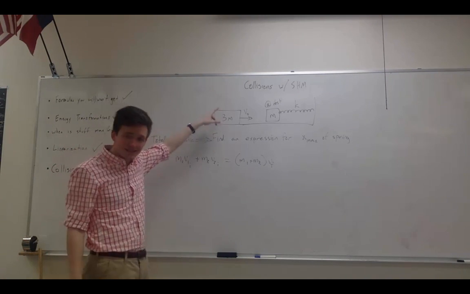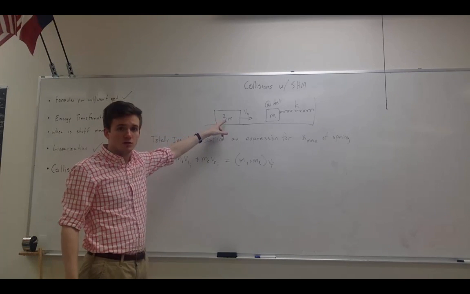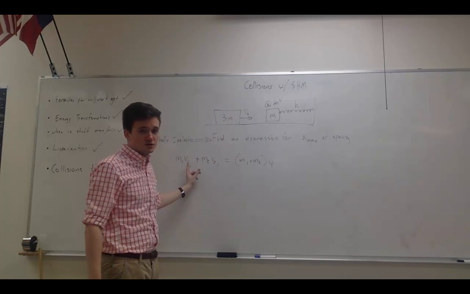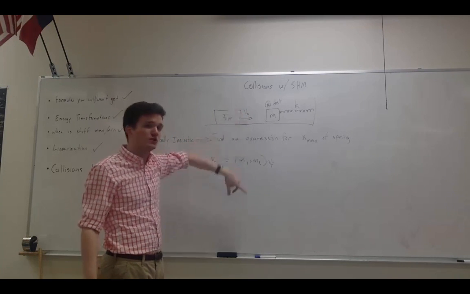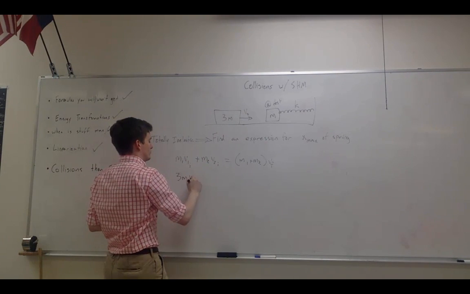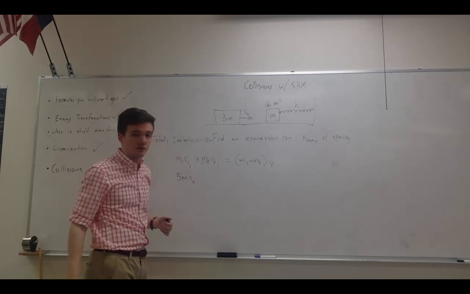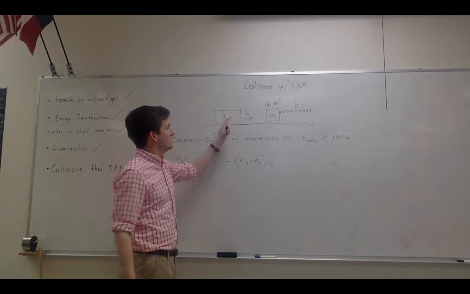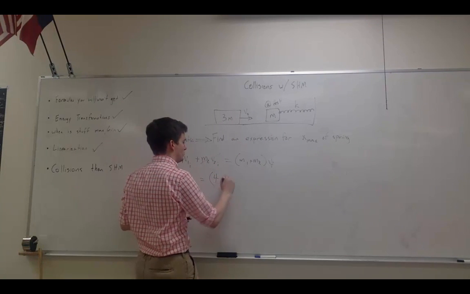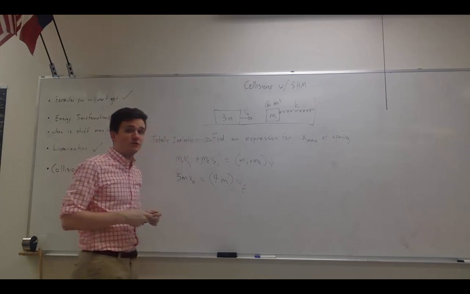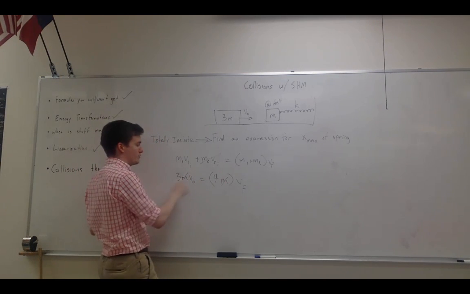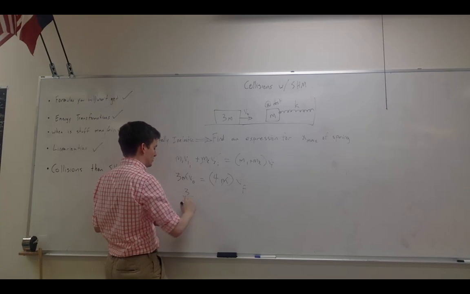The mass of this object is not M1. It's 3m. The mass of that object is not M2. It's m. The velocity of this is not V1 initial. It's V naught. You need to plug those in just like they were numbers. So M1 is 3m times V naught plus 0. That thing's at rest. It has no momentum. Equals M1 plus M2. So 3m plus m gives us 4m times our final velocity. Well, we have a mass in that term. We have a mass in that term. Boom, boom. 3 V naught divided by 4.